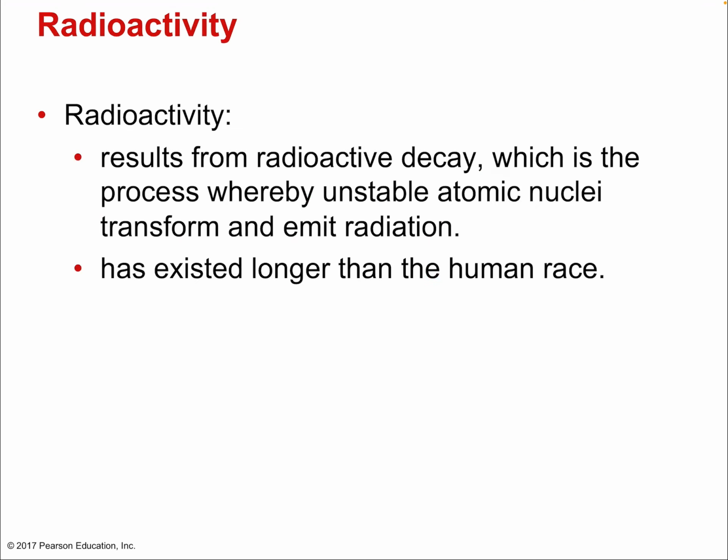All right, let's get on to defining what radioactivity is. Radioactivity results from radioactive decay. We say decay because it means that some sample is becoming something else. So your sample of element X is becoming element Y. It's decaying into that other element. It is the process whereby unstable atomic nuclei transform and emit radiation. They transform into another element, into a different atomic nucleus. And we know what defines an element is the number of protons. So that means that radioactive decay must include a change in the number of protons.